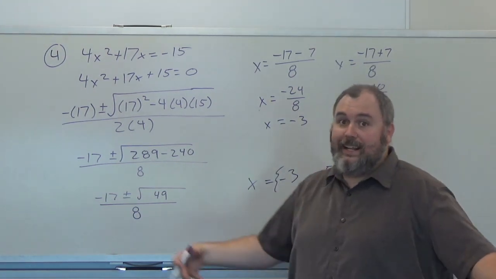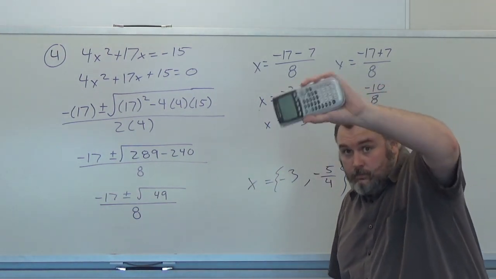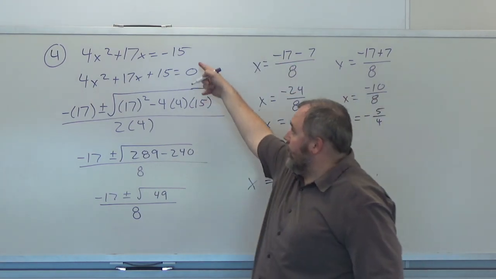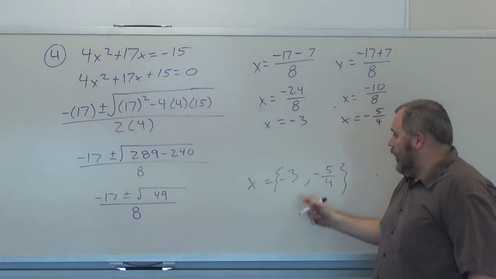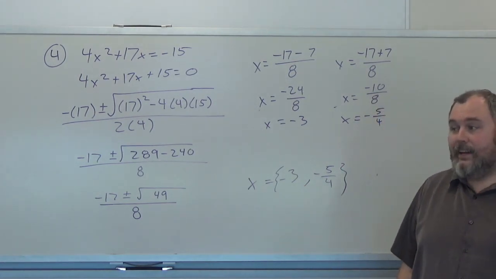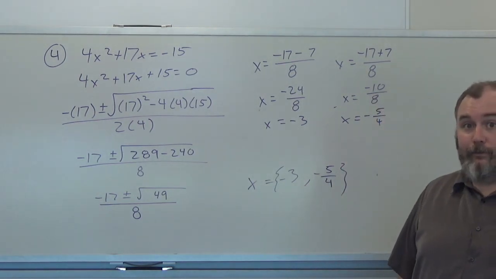So before just writing that answer down, use the store function and check it out to see if it works in the original equation, and they both did. And your answer is that x can be -3 and -5/4.